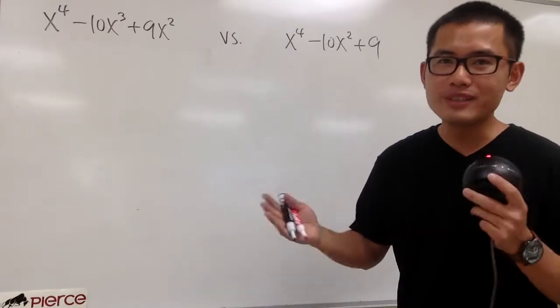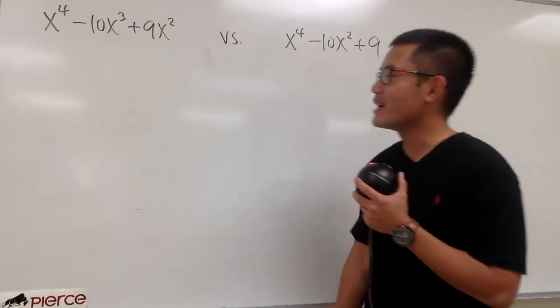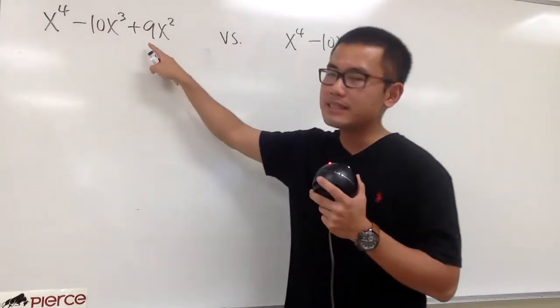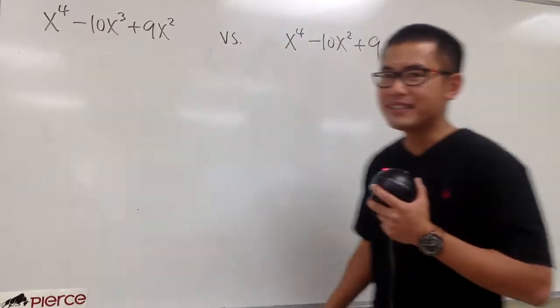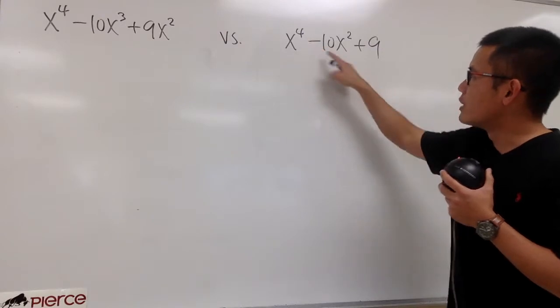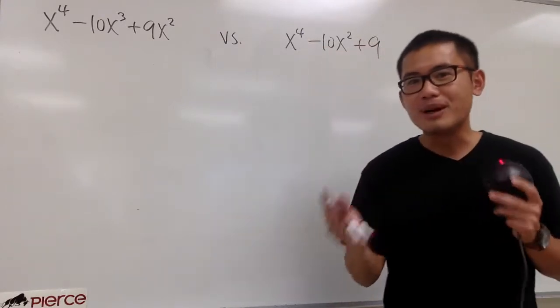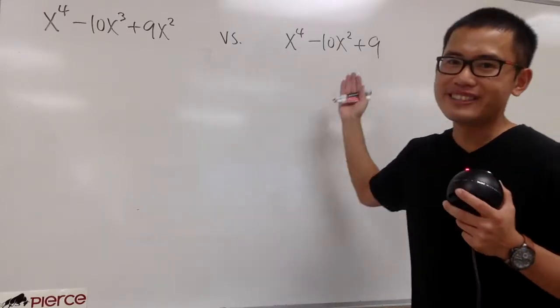How do we factor fourth degree trinomials? Let's look at the first one. Here we have x to the fourth power minus 10x to the third power plus 9x squared. And then for the second one, we have x to the fourth power minus 10x squared plus 9. Be sure you pause the video and try them first.